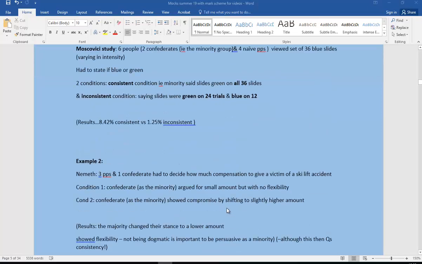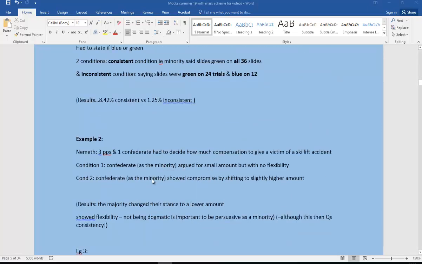Let's say we need another example. So again, you only need 1 for this particular question, but just because it's useful for your revision, let's put in also the Nemeth study. So Nemeth had 3 participants and 1 Confederate, and they had to decide how much compensation to give a victim of a ski lift accident. In condition 1, the Confederate, who was acting as the minority, argued for a small amount, but they were very inflexible. There was no flexibility in their stance.